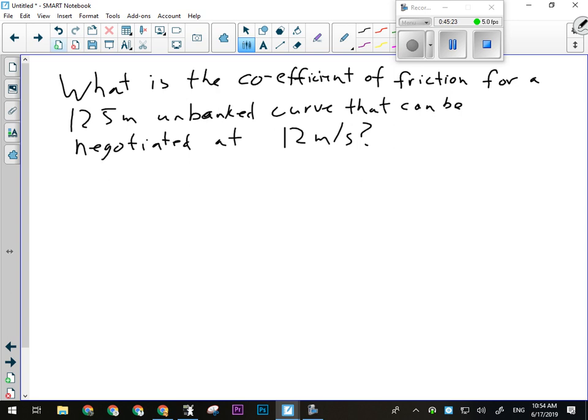Okay, so we have an unbanked curve, right? And we're looking for the coefficient of friction, which is kind of a dead giveaway that Fc equals the force of friction. Okay, so we have mv squared over r equals mu times the normal force, which on a level surface, which is what an unbanked curve is, is the force of gravity. Okay, everybody all right with that?